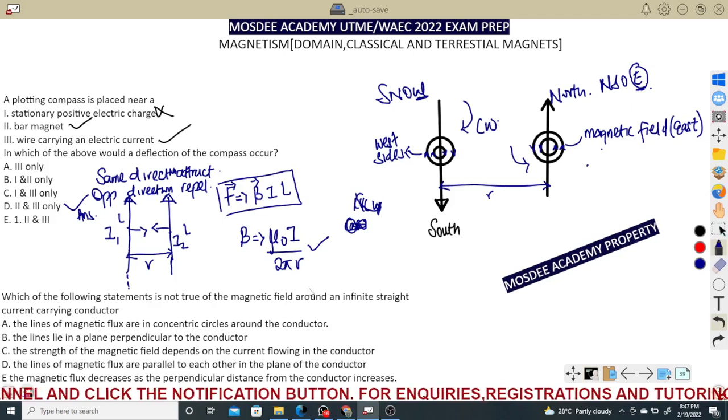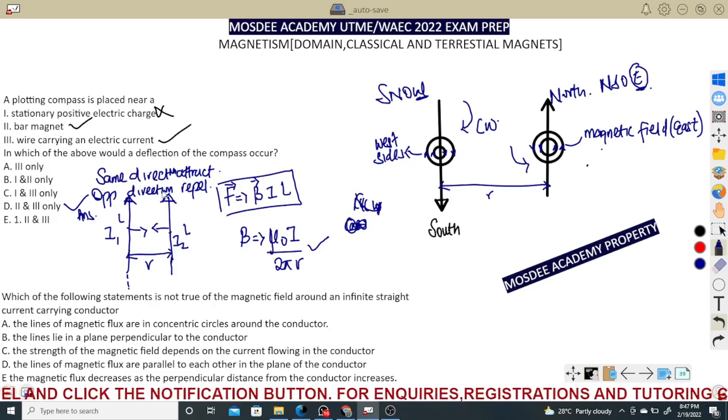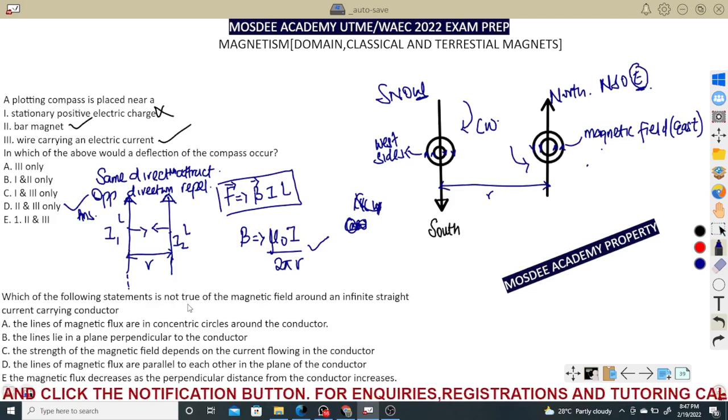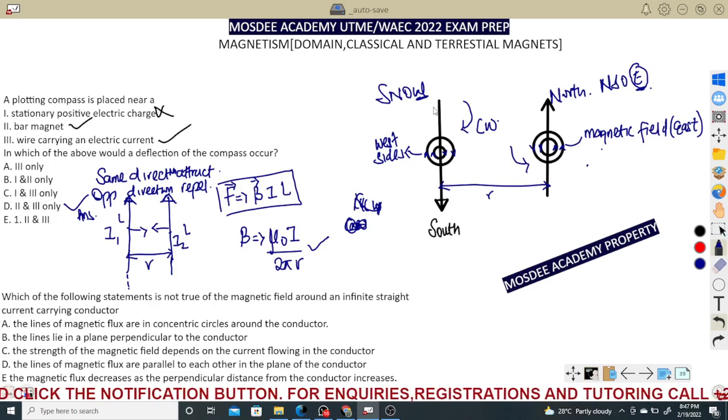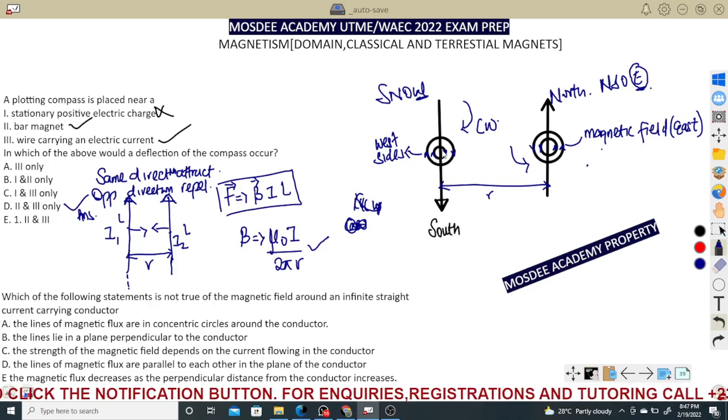Your questions are always cheap, like I always say. Let's say the lines of magnetic force are in concentric form. You can say when they are a vertical wire, they are not in concentric form. We are talking about which one is not true, they said. Please always keep that at the back of your mind. Which of the following is not true about a wire carrying current in the same direction?